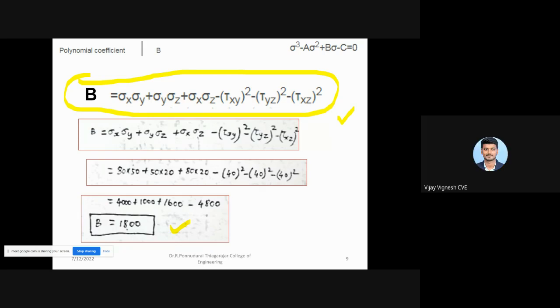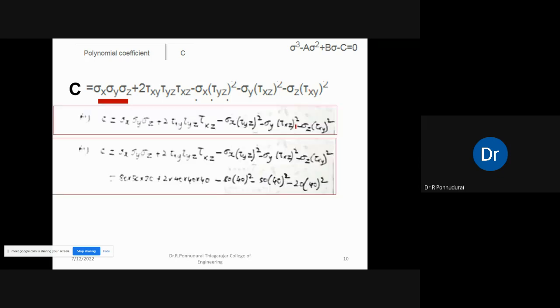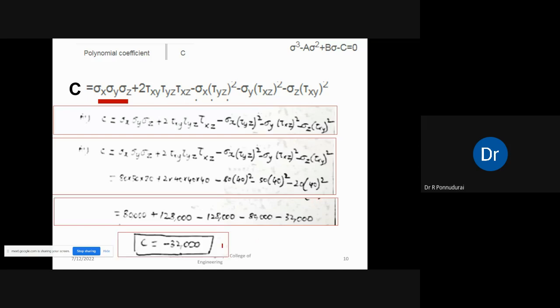Yes, sir. So the C value is given by this expression: sigma X, sigma Y, sigma Z, plus two times tau XY, tau YZ, tau XZ, minus sigma X, tau YZ whole square. Here all the units are the same, so there won't be any problem. Minus sigma Y, tau XZ whole square, minus sigma Z, tau XY whole square. If you substitute all these values, we can get the value of C. The C value obtained is minus 32,000.